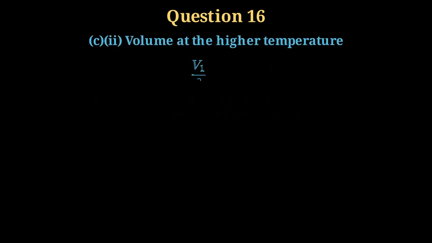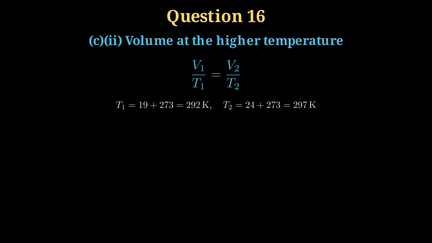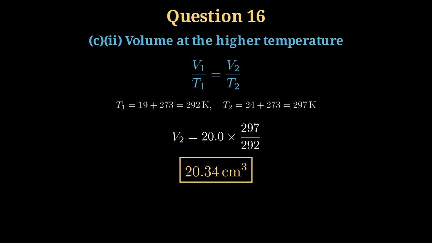Part C. 2. At constant pressure, Charles's law says V1/T1 = V2/T2. Convert to Kelvin. 19 plus 273 is 292, and 24 plus 273 is 297. So V2 is 20 times 297 over 292, which is 20.34 cubic centimeters.